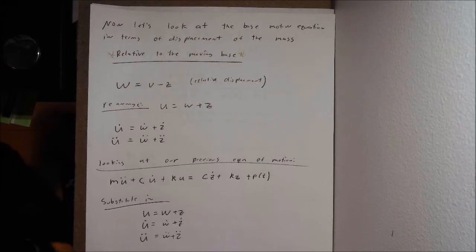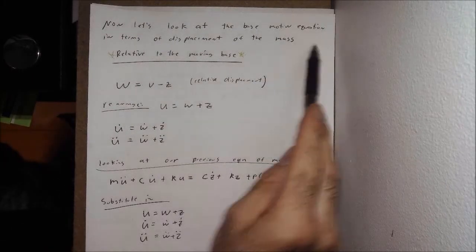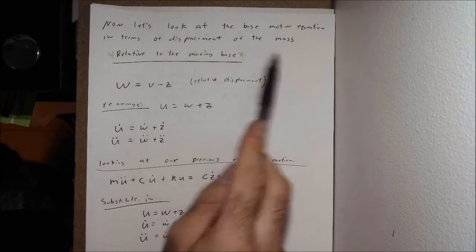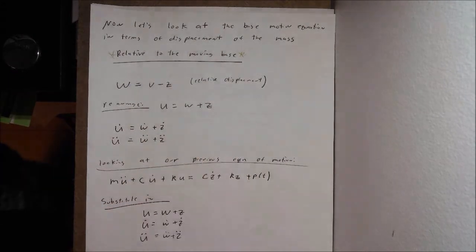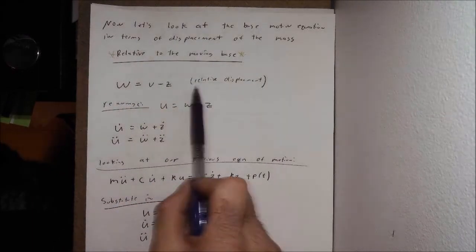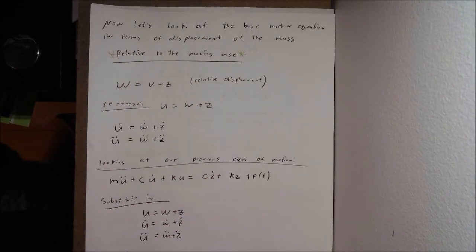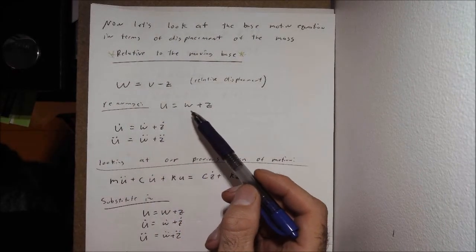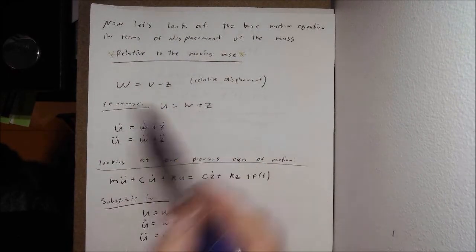So now that we've solved for our equation of motion of the mass relative to the inertial frame, let's go back and take a look at the base motion equation in terms of displacement. We want to look relative to the moving base in this case. For the relative displacement, we have this new term w equal to u minus z. We can rearrange that and solve for u. We find that u is equal to w plus z.